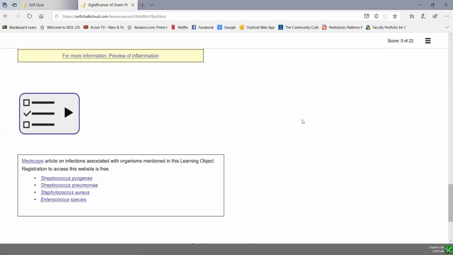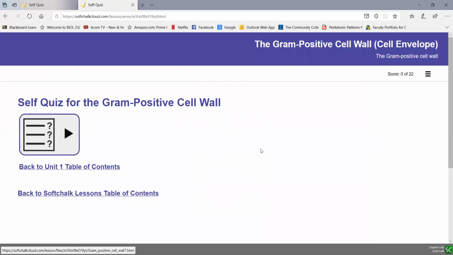And there's a little quick self-check you can do there. And finally, at the end here, we have a self-quiz covering the whole gram-positive cell wall.